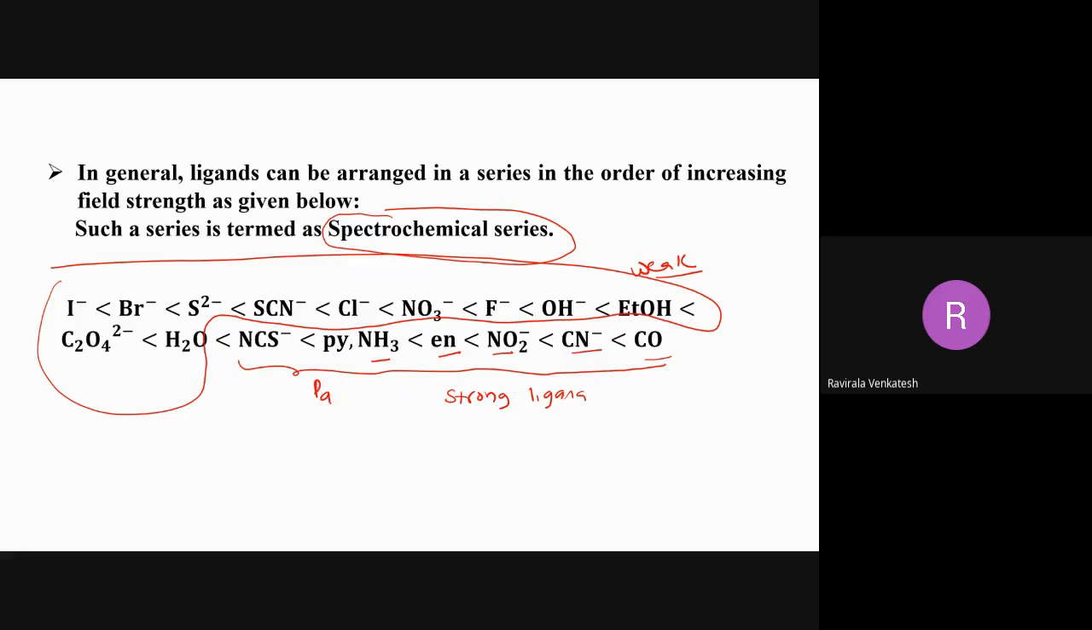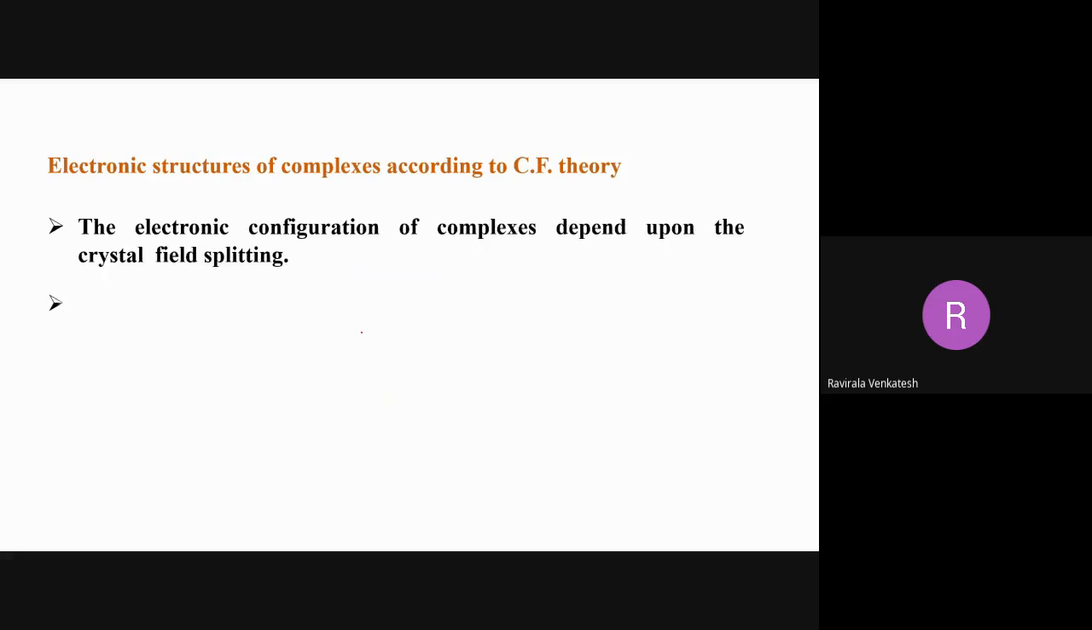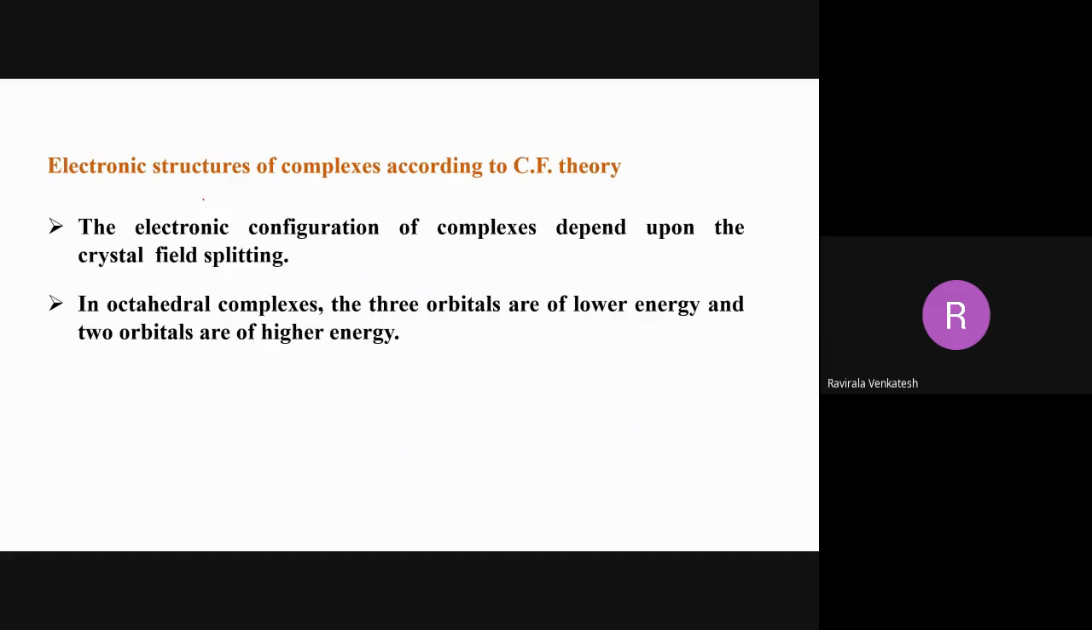The pairing of electrons takes place when you have strong ligands. In the last video we discussed this in VBT. Strong ligands pair the electrons; weak ligands do not. The electronic structure of the complex according to crystal field theory, whether we write d1, d2 and so on, depends upon the splitting. With a strong ligand or a weak ligand the electronic configuration will change, because strong ligands split more.